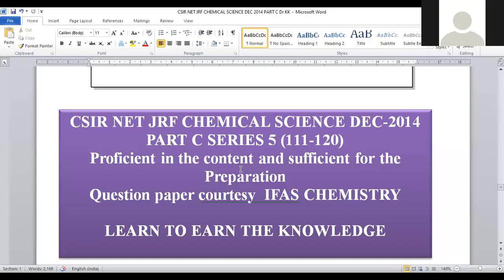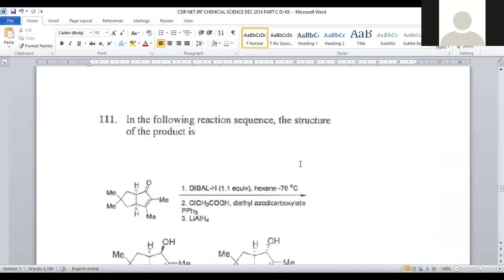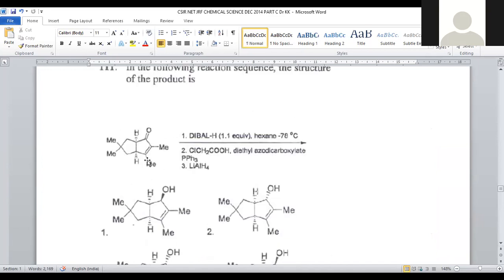Today we are going to discuss CSIR NET JRF Chemical Science, December 2014, Part C Series 5, consisting of questions from 111 to 120. Let us go with question number 111. In the following reaction sequence, the structure of the product is. Here, the starting material is a fused molecule of 2 five-membered rings, and here you can find an alpha beta unsaturated center, and here geminal dimethyl, here vicinal dimethyl groups are present within the molecule.